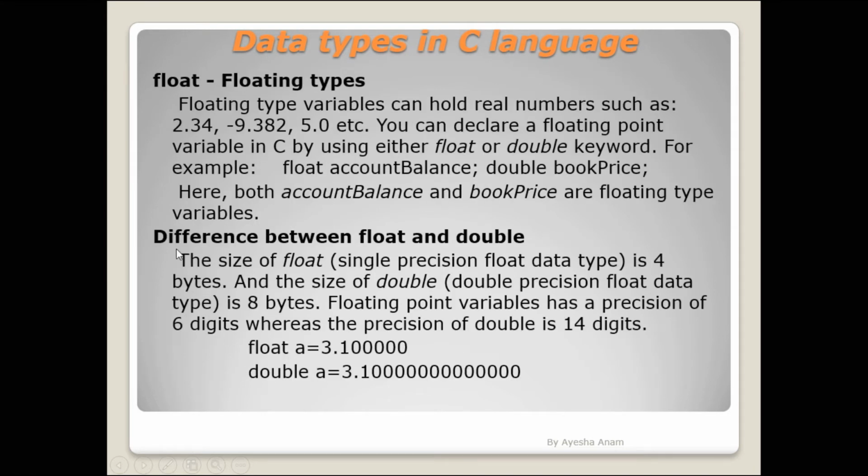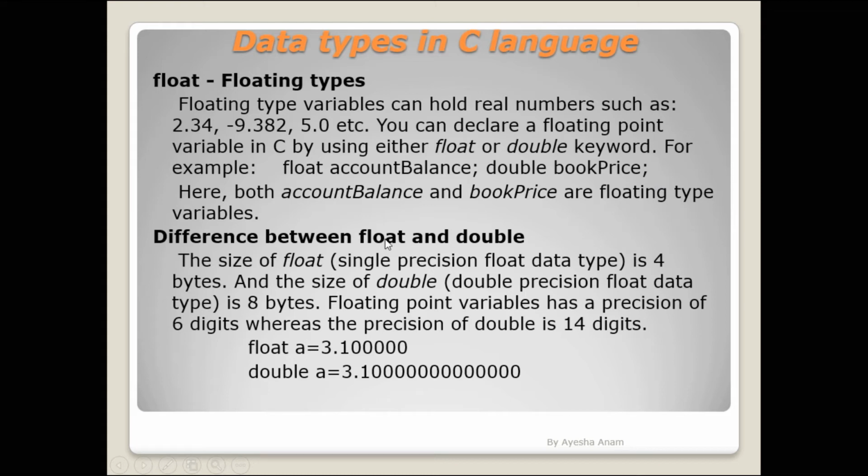Now we will discuss float data type. When you are using the number in your program, you have to decide the number is real or whole number. If your number is real, then you have to use the float data type. For example, if the number is 2.34, -9.385, 5.0, then you have to declare it as a floating point variable. It may be either negative or positive. You can use float or double keyword for declaring the floating type of data type, but there is slight difference between these two. We will discuss that also. For example, float account balance, double book price, these are floating type of variables.